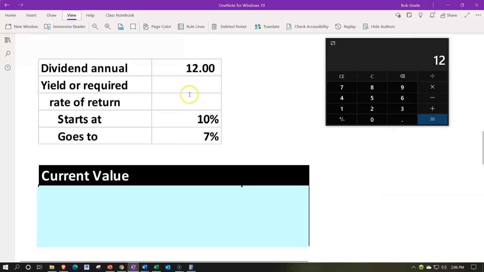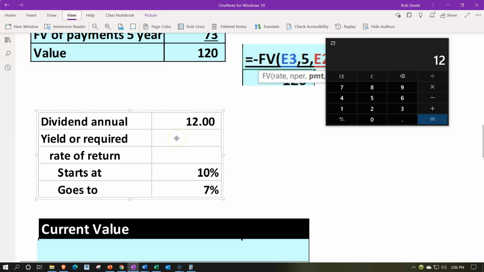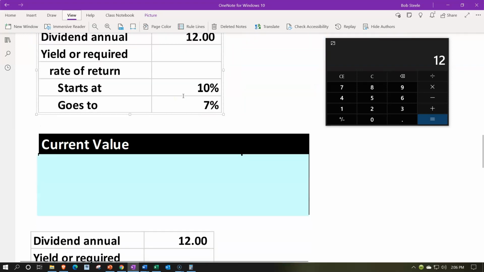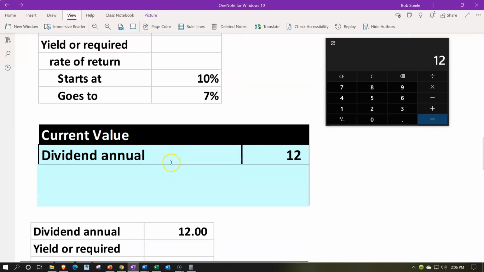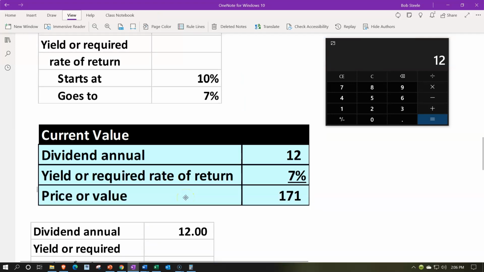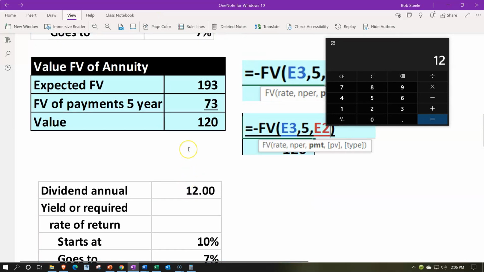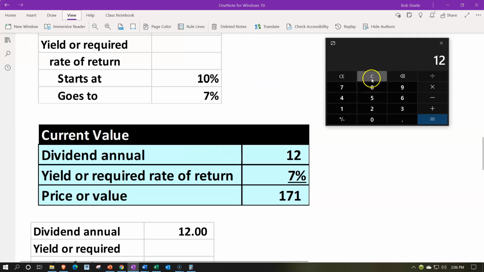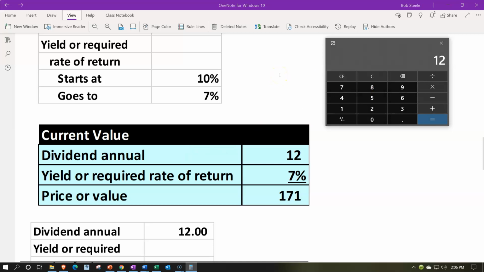Now let's say that there's a change here. We're going to say now the dividend is 12, and the required rate of return goes down, now 7%. So what's that going to do? We had the 120 before. What's that going to do to our value? We're going to take the 12, divide it by the yield, which is now the 7%, the value now having gone up to the 171. So we're taking the 12 divided by the 0.07. That's going to give us our 171 current value.